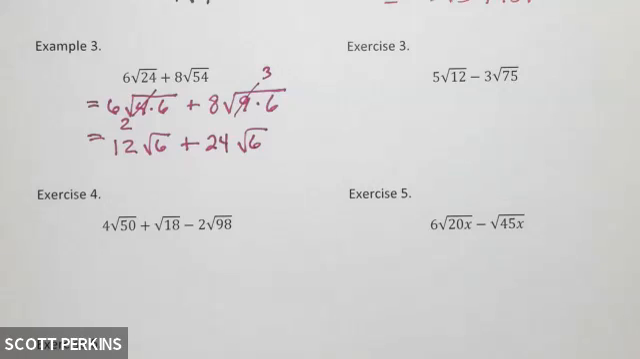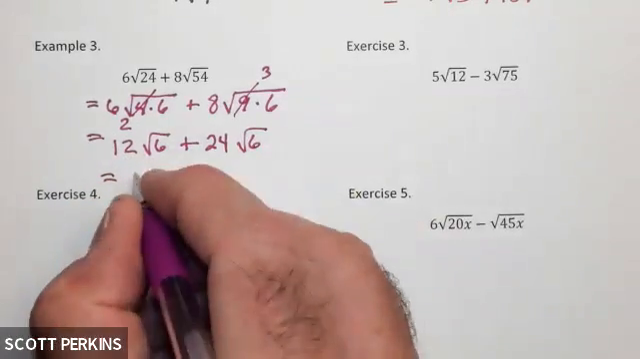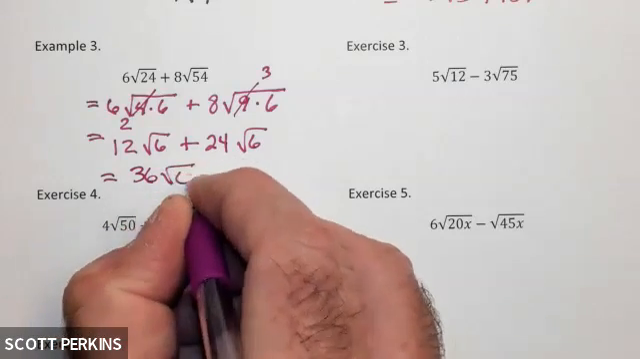What's wrong? Is that a question? No? Okay. Did these turn out to be like terms? Yep. Now it doesn't always turn out to be like terms, but this one did. So I've got 12 square root of 6s plus 24. That's 36 square root of 6s.